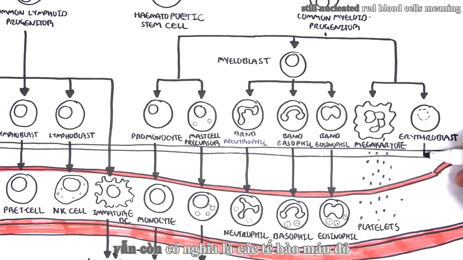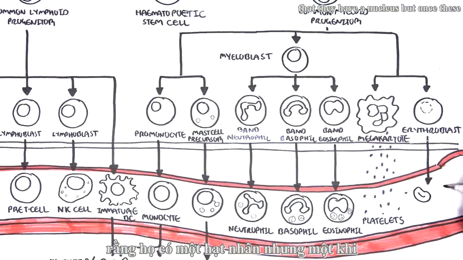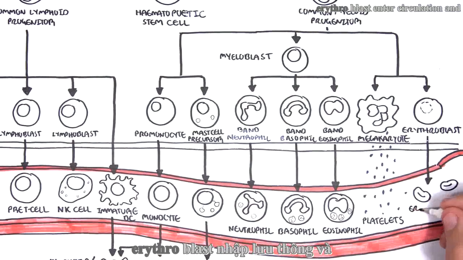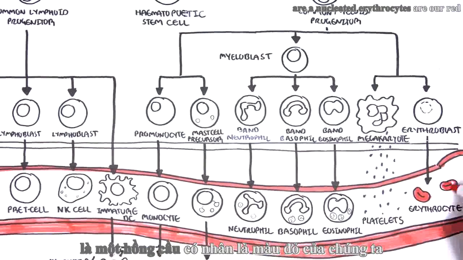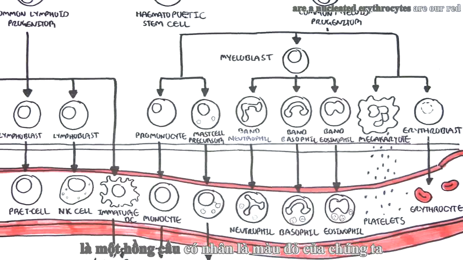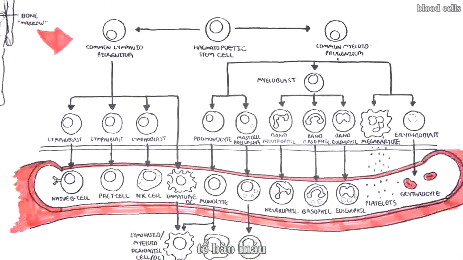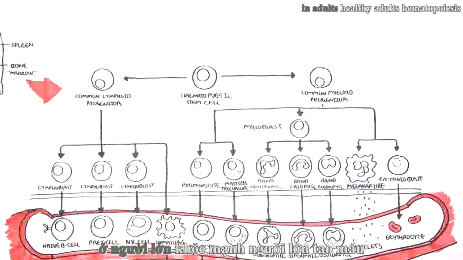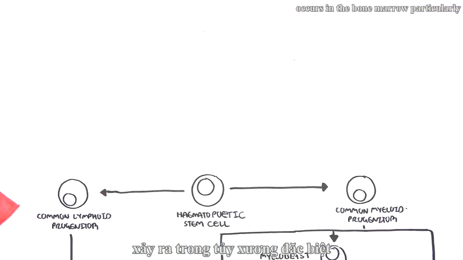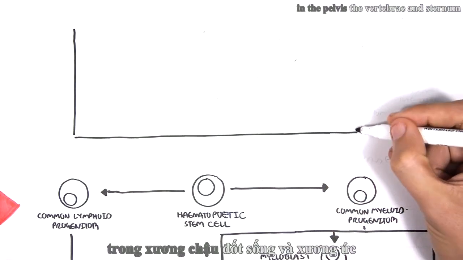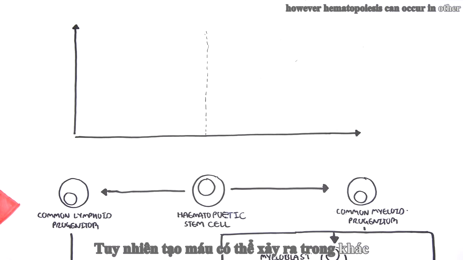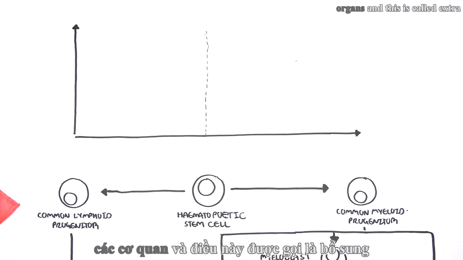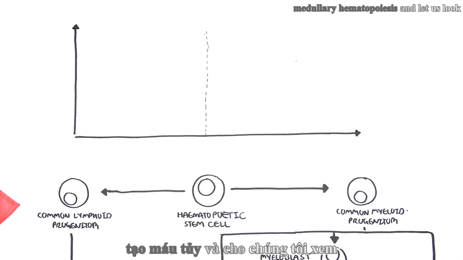Erythroblasts are still nucleated red blood cells, meaning that they have a nucleus. But once these erythroblasts enter circulation and mature, they become erythrocytes, which are anucleated. Erythrocytes are our red blood cells. In healthy adults, hematopoiesis occurs in the bone marrow, particularly in the pelvis, the vertebrae, and sternum. However, hematopoiesis can occur in other organs, and this is called extramedullary hematopoiesis.